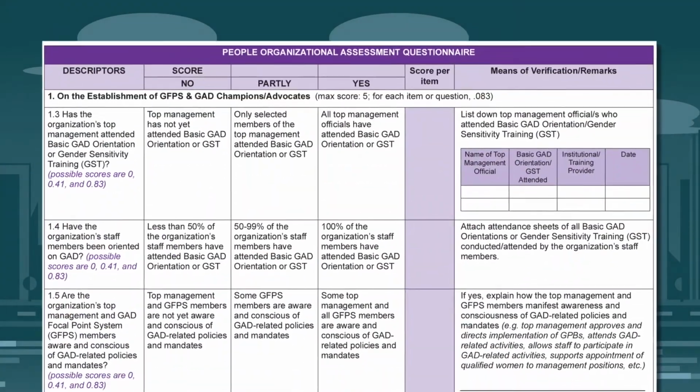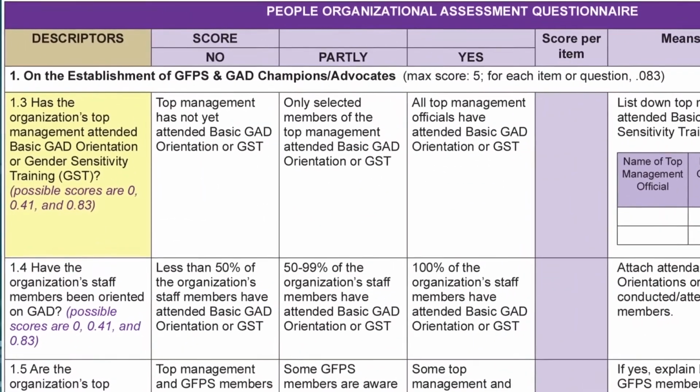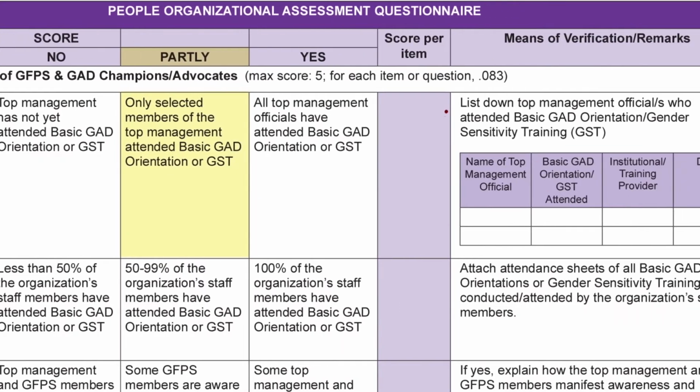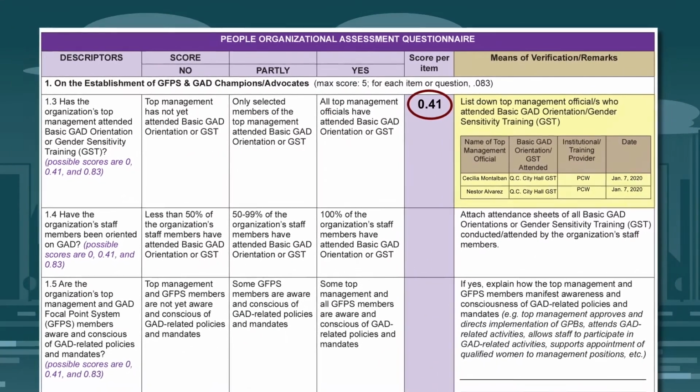Let's also try answering one of the indicators for the people entry point. If only selected members of the top management attended, the organization gets partly yes, and 0.41 should be indicated in their score per item column. As a means of verification, the organization needs to list down top management officials who attended.